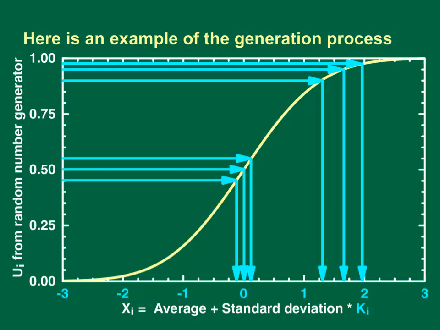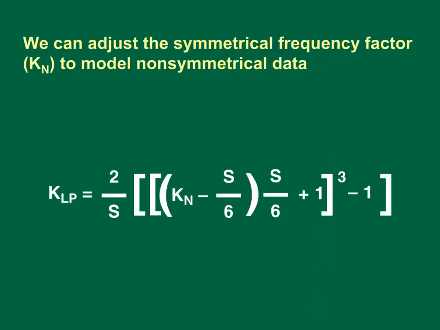We calculate the associated random concentration by using the average and standard deviation with generated normal k values as shown on the last slide. If k is greater than 0, then the concentration is greater than the average. If k is less than 0, then the concentration is less than the average. We can adjust the symmetrical frequency factor to model non-symmetrical data.